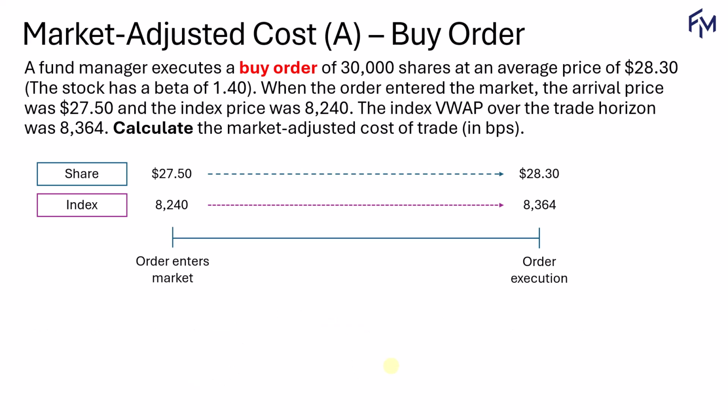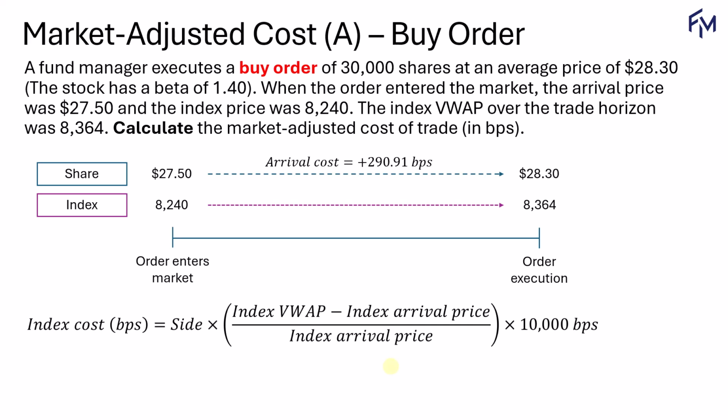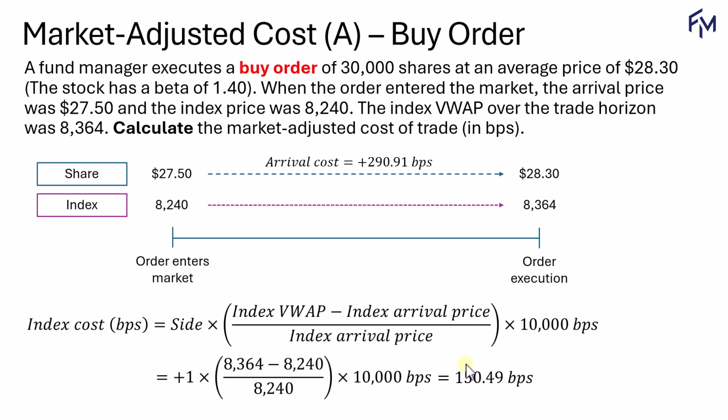Now, what about the index cost? So the index cost would also use the side. Then we multiply by the index VWAP minus the index arrival price over the index arrival price multiplied by 10,000 basis points. So we'll substitute the numbers in. Again, we are trying to measure the index cost by using the same alignment as the share, if you compare this with the arrival cost. And here we'll get 150.49 basis points.